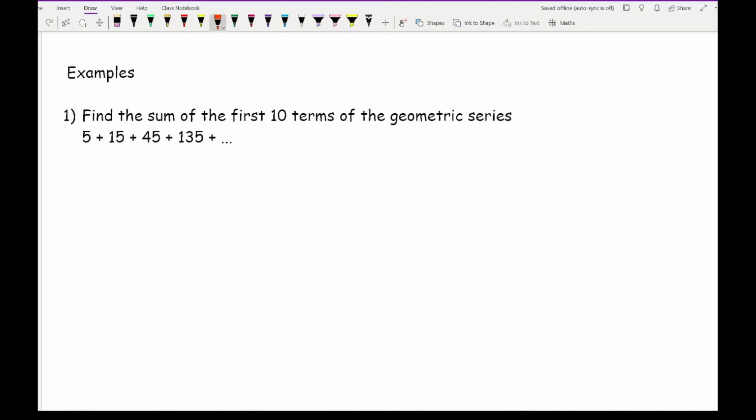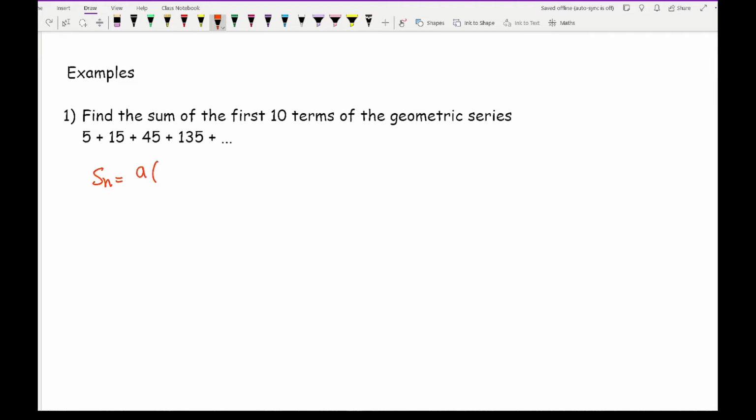So in this first question, it's asking me to find the sum of the first 10 terms of this geometric series. Now obviously with this, I can carry on the sequence till I've got 10 numbers in the sequence and then simply add them up, but a much easier way would be to find the variables in the formula to give me the answer. So for this, it's always good practice to write down which formula you're actually using.